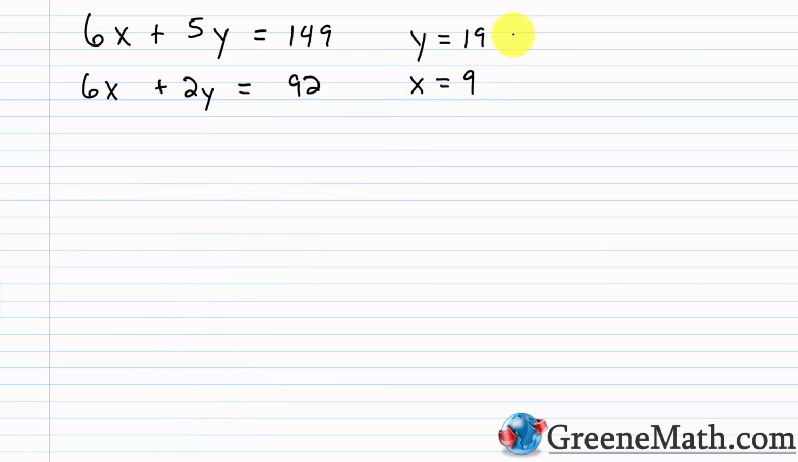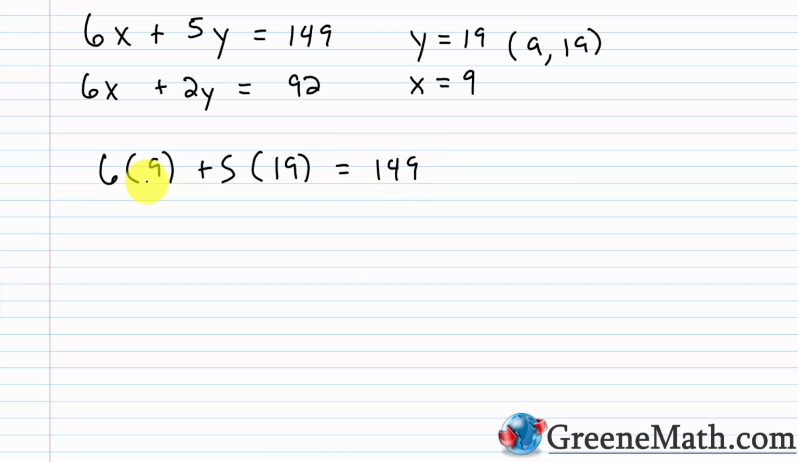So this is the ordered pair, 9, 19. And just for the sake of completeness, I like to go through and check, make sure that that ordered pair works as a solution to both equations. And then we go back up and then we state our answer. So 9 is my value for x, so 6 times 9, plus 5 times 19 is my value for y, and this should equal 149. 6 times 9 is 54, plus 5 times 19 is 95, so this should equal 149, and it does. You get 149 equals 149, so we're good to go here.